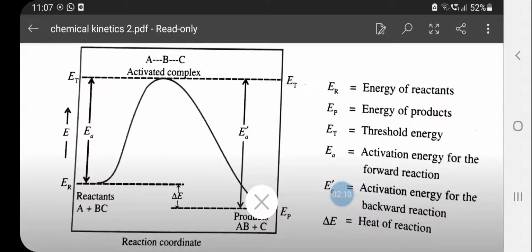So the energy gap between the reactant and product is known as delta E, that is the heat of the reaction. Similarly, the energy gap between the reactants and the activated complex is known as the activation energy for the forward reaction, and the energy gap between the product and the activated complex is known as the activation energy for the backward reaction, represented by EA dash. So here the reactants having higher energy will be converted into the product having lower energy through the activated complex.